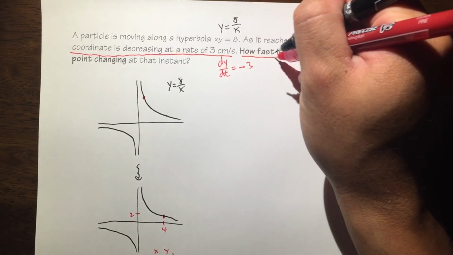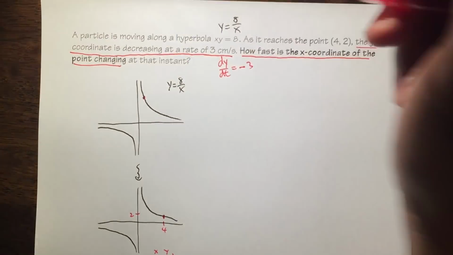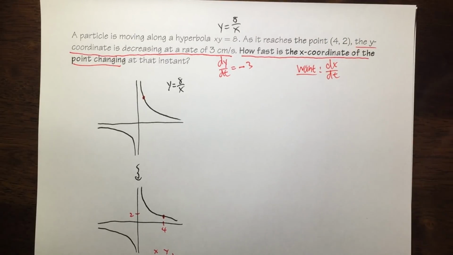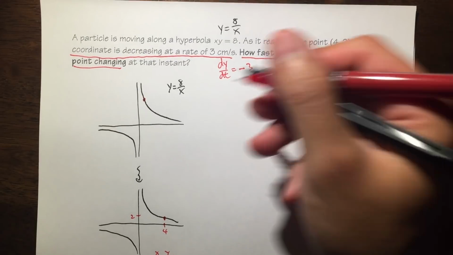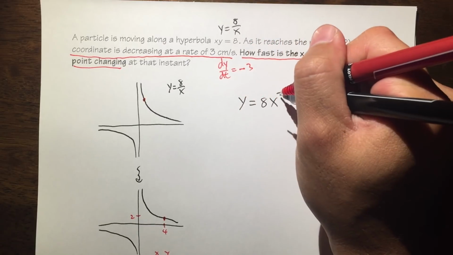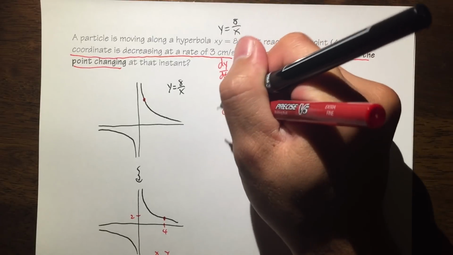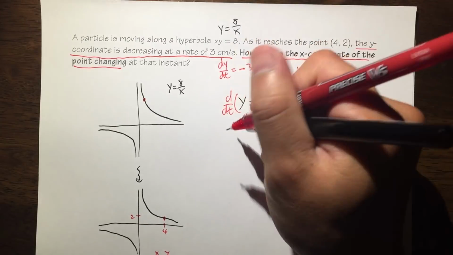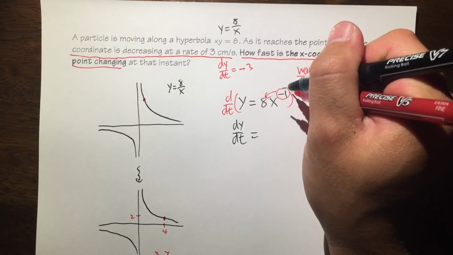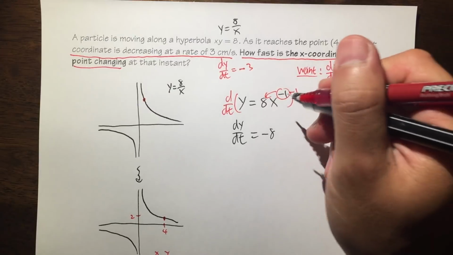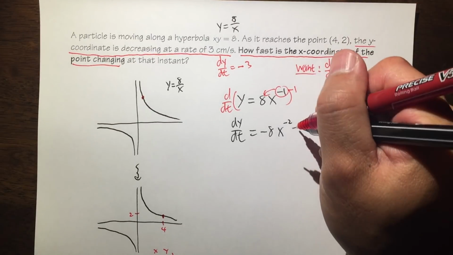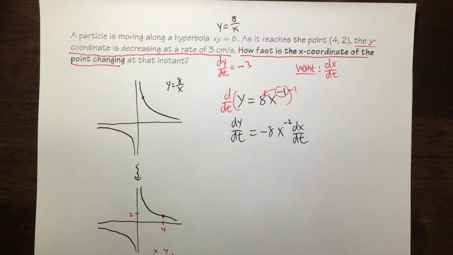Then it says, how fast is the x coordinate of the point changing? This means we want to find dx/dt. So this is pretty much it. Let me write the equation down again: y = 8x^(-1). Then I will differentiate with respect to time. On the left-hand side, I get dy/dt. On the right-hand side, I bring the power to the front, -1, so I get -8 x^(-2), and because x is also a function of time, we multiply by dx/dt. That's pretty much it.